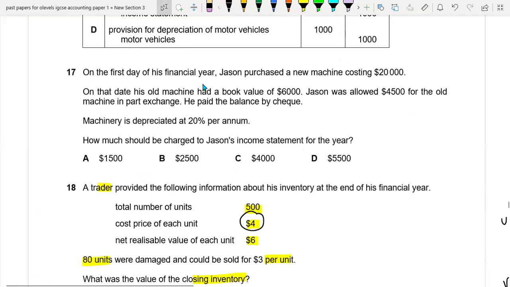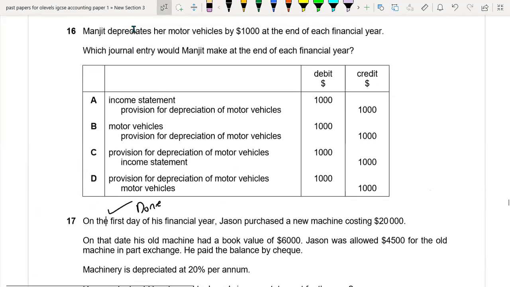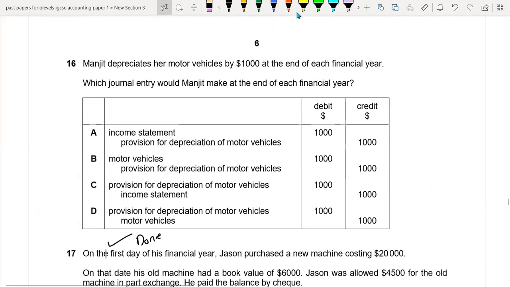Question number 17, we already did it before in variant number 2, so that's why I'm not going to do that. Let's see question number 16. Manjeet depreciates her motor vehicle by 1,000 at the end of each financial year. Which journal entry would Manjeet make at the end of each financial year?